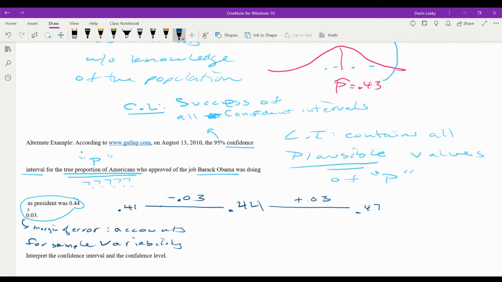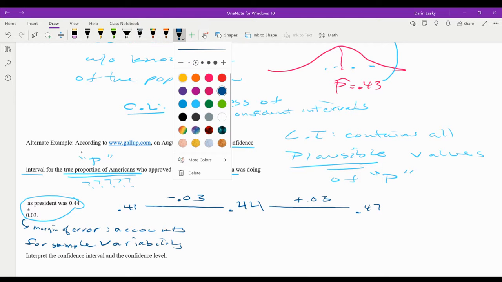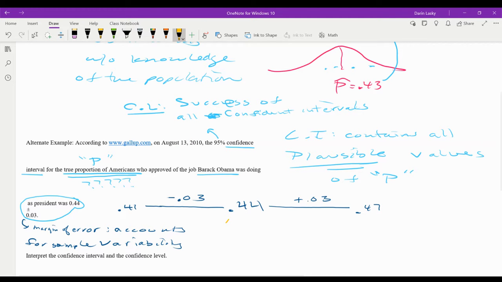Okay, so basically, remember in the last unit, we would sample something and we get 0.48. And then we'd sample something and we get 0.45. And then we'd sample something and we get 0.46. So this margin of error accounts for the sample variability. So we have this idea of a margin of error, and then we have this piece right here in the center. This is what is called our point estimate. This is our best guess.